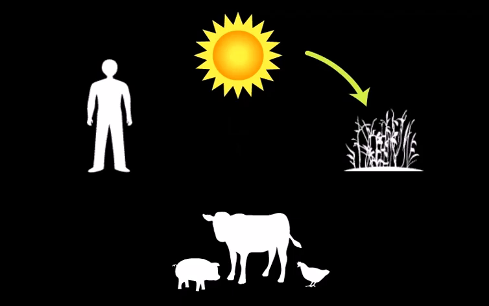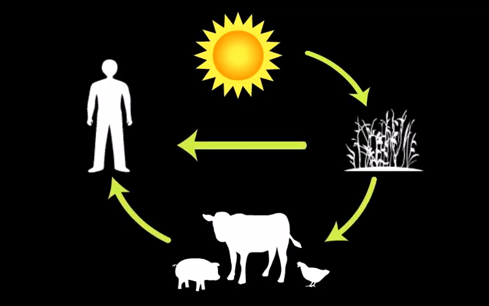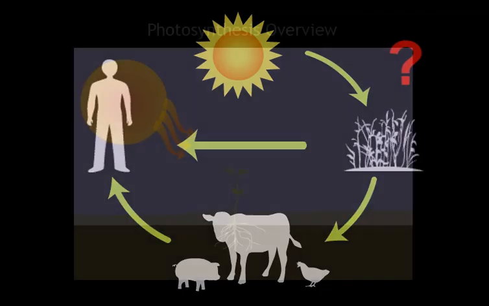Essentially, plants capture this energy from the sun in the process of photosynthesis. We then harvest this energy by consuming plants or consuming animals that eat plants. But how does photosynthesis capture the energy from the sun? To answer that question, we need to review the process of photosynthesis.